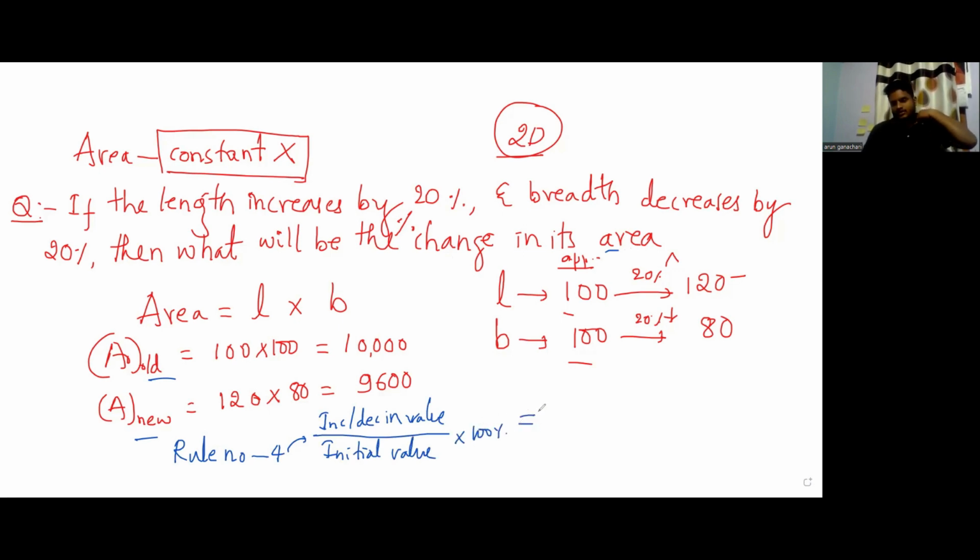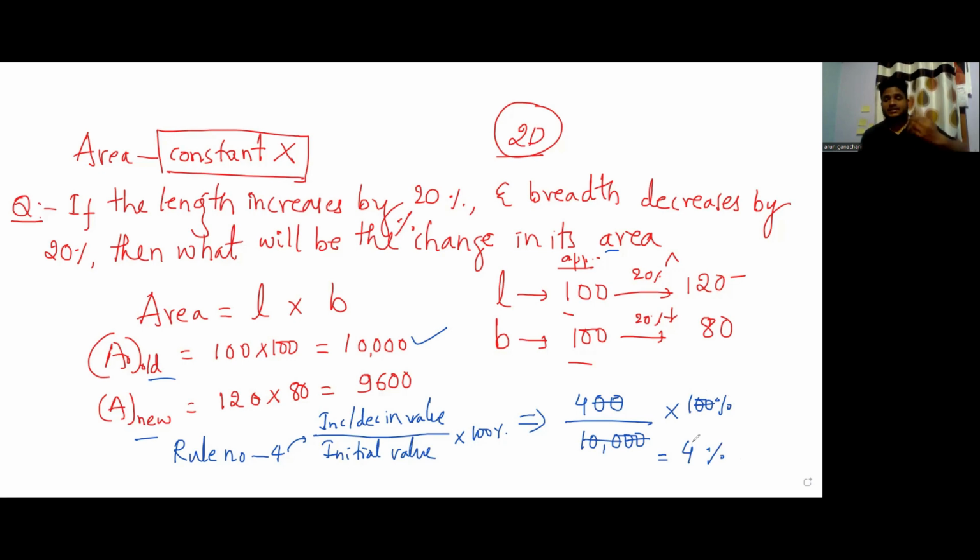So we'll first calculate the increase or decrease in value. 10,000 minus 9,600 is 400, divided by the initial value. What is the initial value? 10,000, into 100%. Getting this? So I'll cancel these 2 zeros and these 2 zeros. What am I left with? 4%.